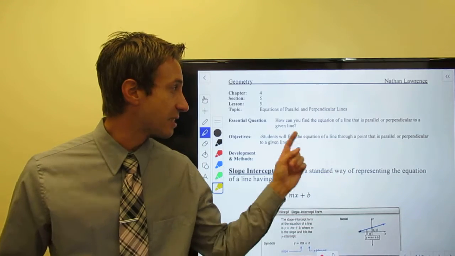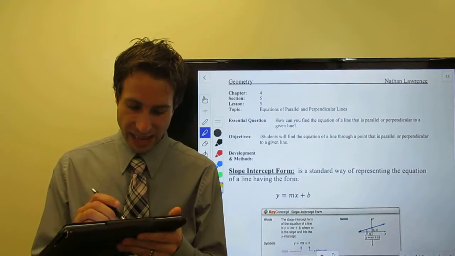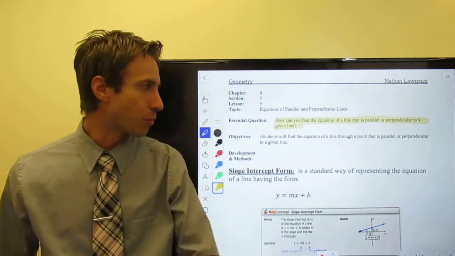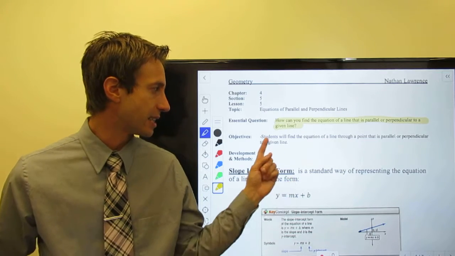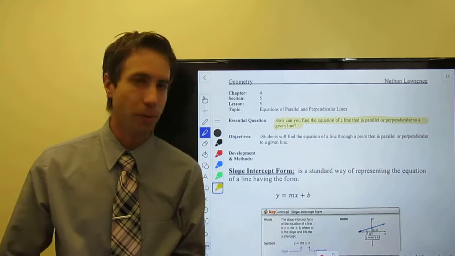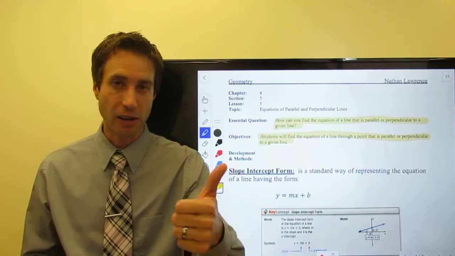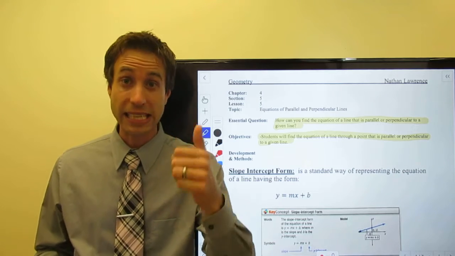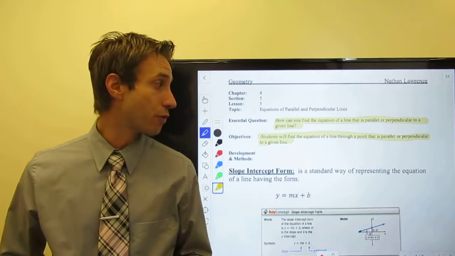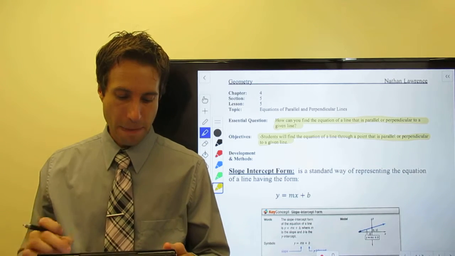Our essential question is this: how can you find the equation of a line that is parallel or perpendicular to a given line? That's the question we want to be able to answer. We'll do that by going through some problems, finding the equation of a line through a point that is parallel or perpendicular to a given line. We'll show you how to graph parallel and perpendicular lines. First we'll show you how to write the equation of a parallel and perpendicular line, and then how to graph them. Like I said, this is review from Algebra 1, so let's jump right in as I refresh your memory on some things you saw back then.